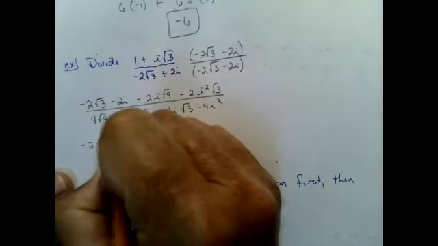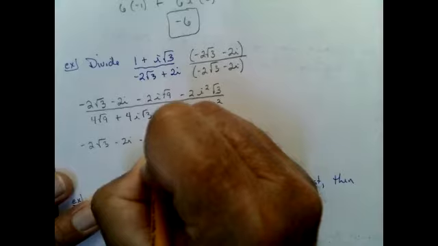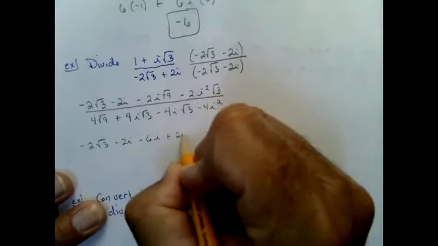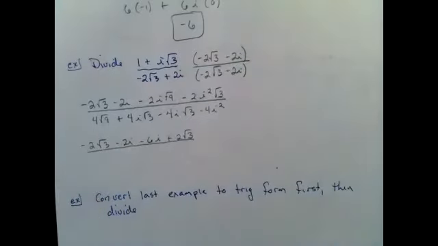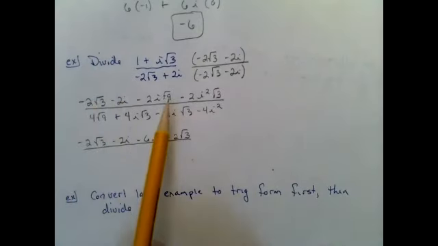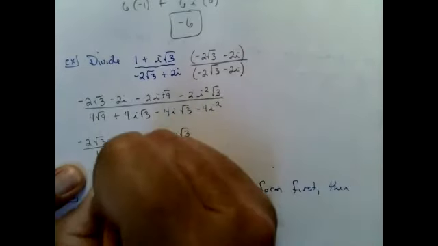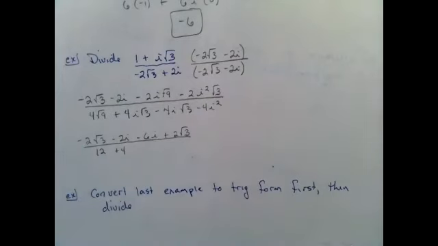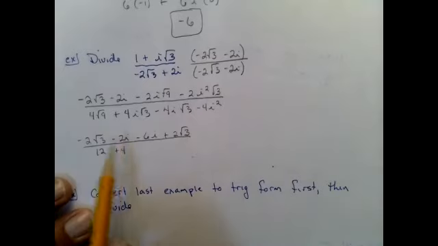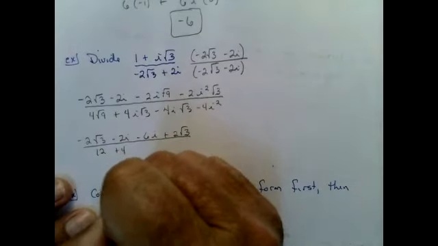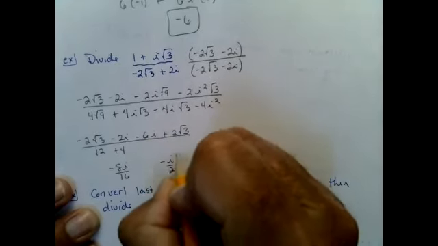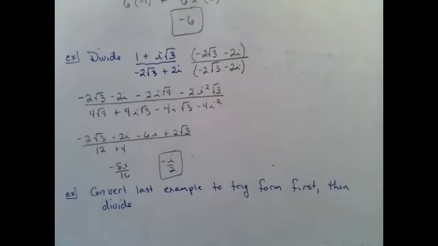-2 square root of 3 minus 2i. That becomes minus 6i. That becomes plus 2 square root of 3. I like that. -2 minus, and that becomes 3, which is 6. And that becomes a plus. That becomes 12. Oh, those two cancel. And that becomes plus 4. I get that guy and that guy. Okay. Minus 8i over 16. Negative i over 2. How about that? That cleaned up pretty nice.